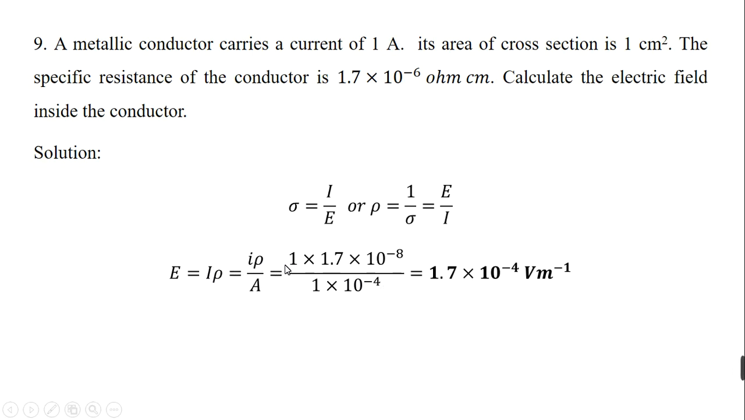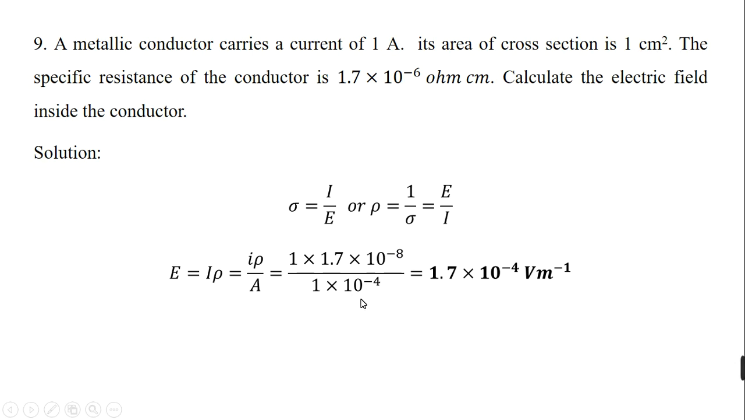Now you substitute all the values. Current is given as 1 ampere, into resistivity given as 1.7 into 10 raised to minus 6 ohm centimeter. In ohm meters, it will be 10 raised to minus 8. 1 centimeter square is given as area.